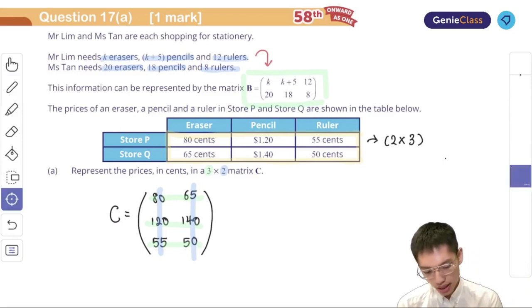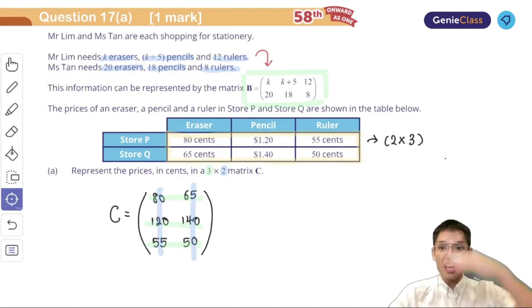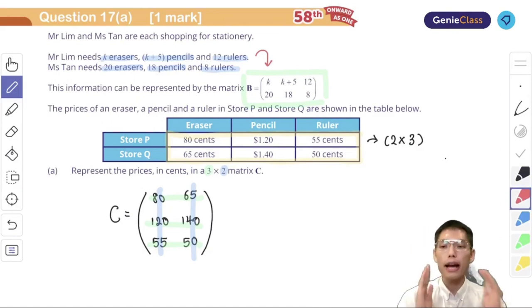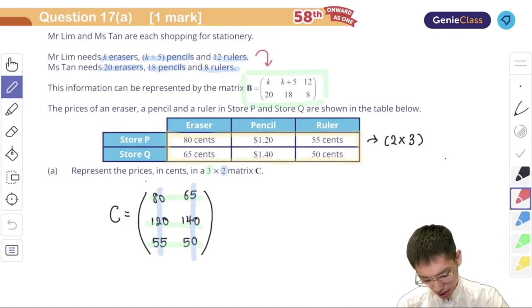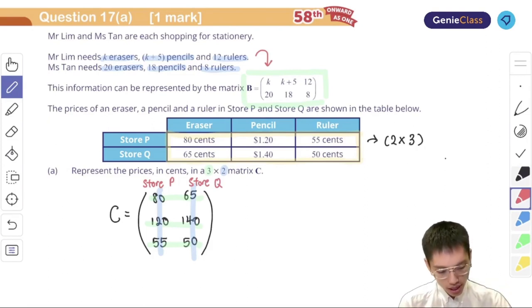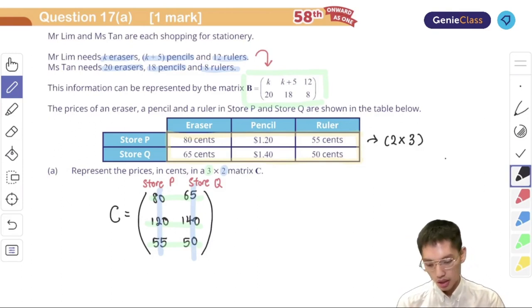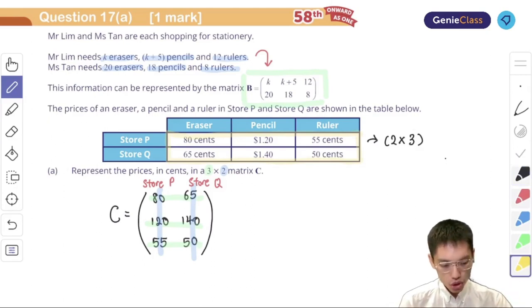So that's why the row here retains the same information. If I switch the row to a column, this is store P now, and this will be store Q. All the information will be stored in the correct manner and retained the same as the one above in the blue table over here. So just make sure as you form your matrix, the information stored makes sense for the question.